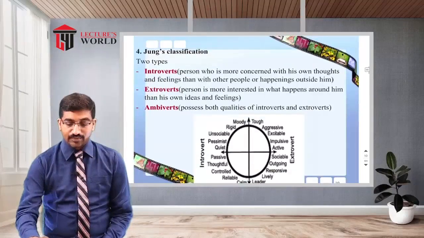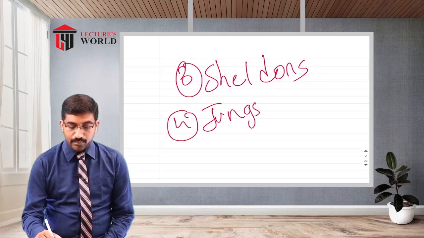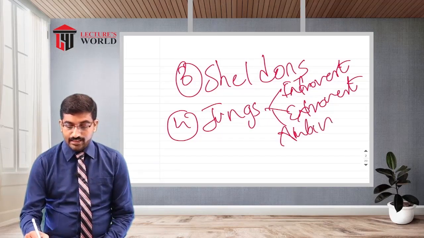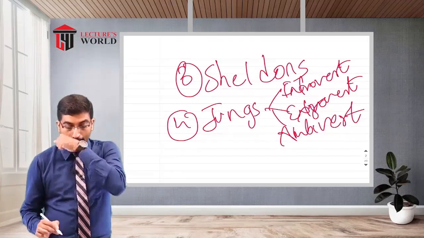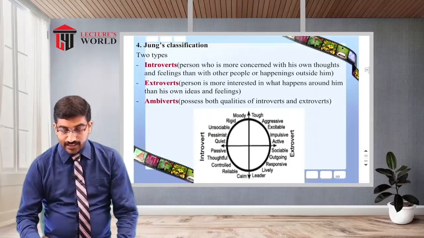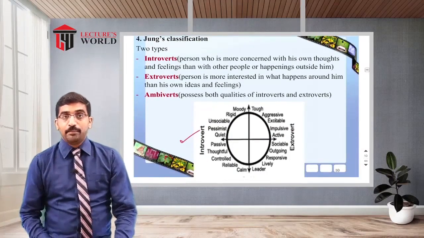Next is Jung's classification. So Jung's classification, sometimes people may say introvert, extrovert, and ambivert. So what exactly does this personality speak about? Introvert, extrovert, and ambivert. Introvert personality, you can see the classification here also in the diagram. But these are the people.